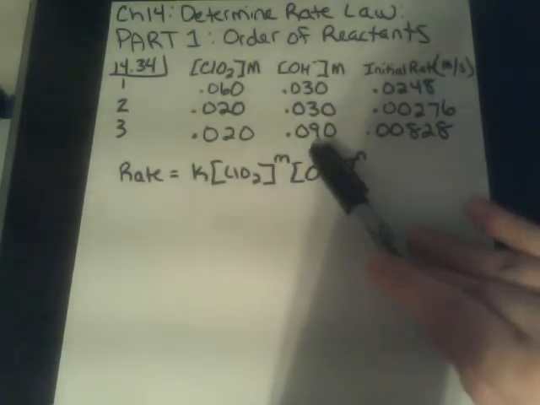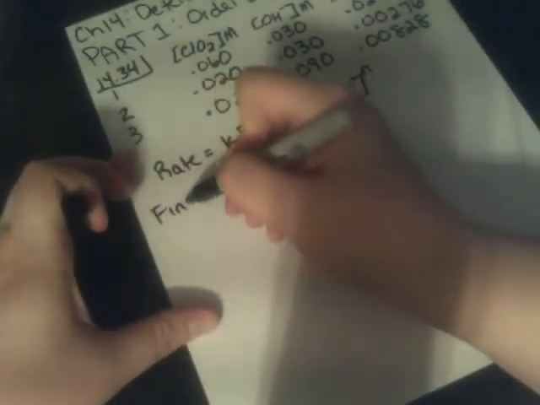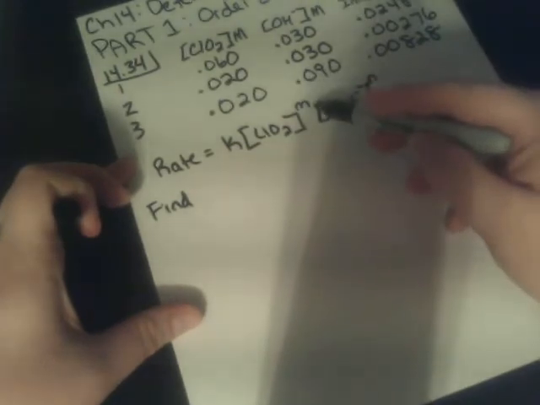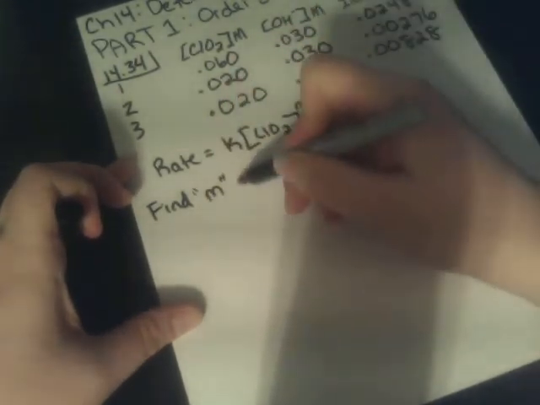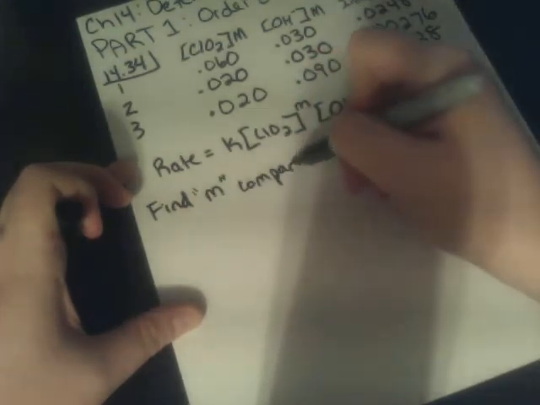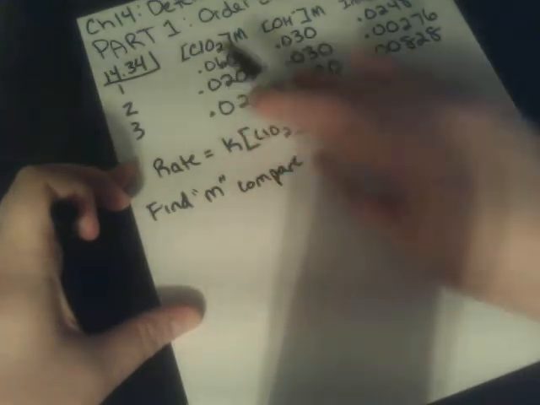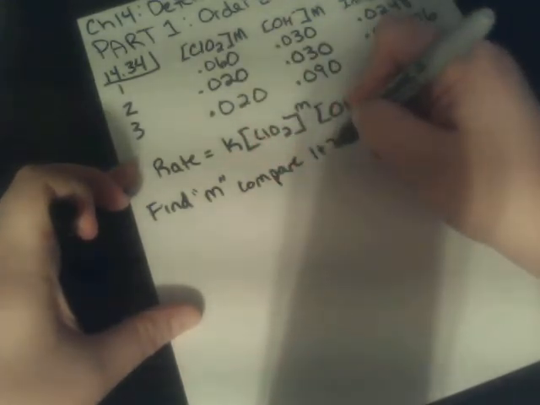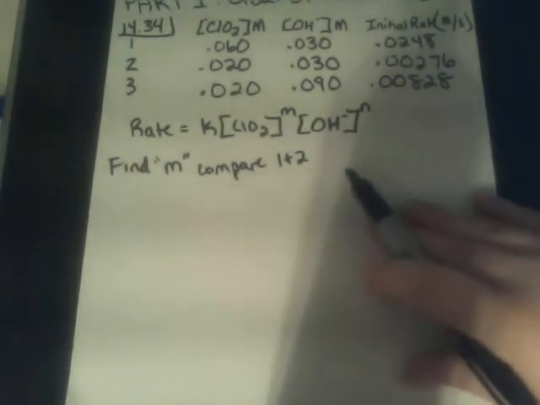So in order to find ClO2, I may have set myself up a little over here. I need to find the letter m. In order to find m, I can compare experiments number 1 and 2 only. So if I were to compare experiments 1 and 2, let's do this the long and hard way, shall we?